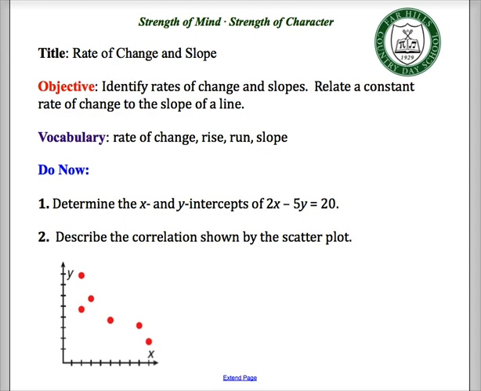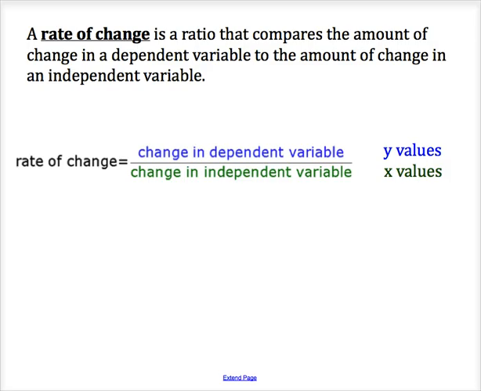Okay, let's go on to the next idea. So rate of change is a ratio. It compares an amount of change in the dependent variable, the dependent, again, is the y value, to the amount of change in the independent variable, which, again, is usually the x values.